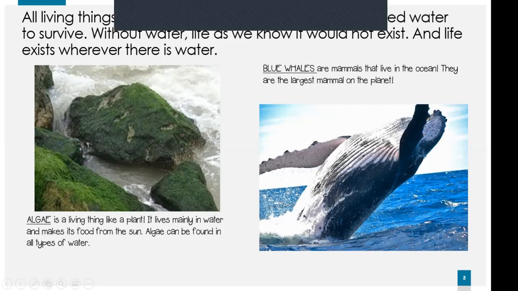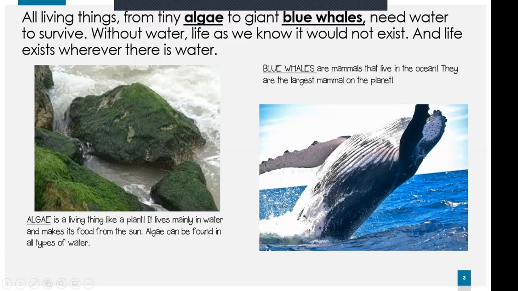Okay, so the word algae is in bold and it's underlined, and here under the picture, I have a caption. Okay, so it tells you what's going on in the picture. It says algae is a living thing like a plant. It lives mainly in water and makes its food from the sun. Algae can be found in all types of water. Okay, and there's a rock. It might be in the ocean, at the ocean shore at the beach.